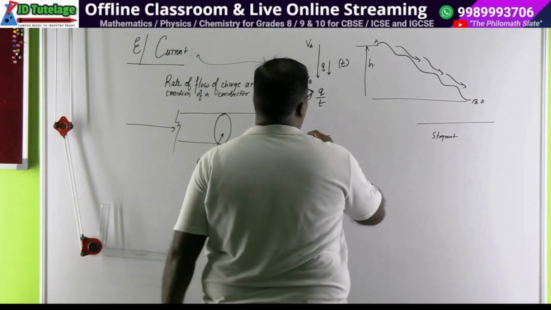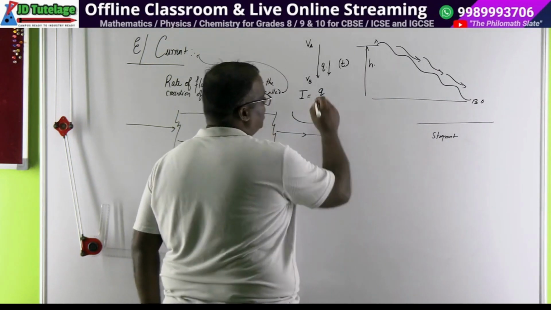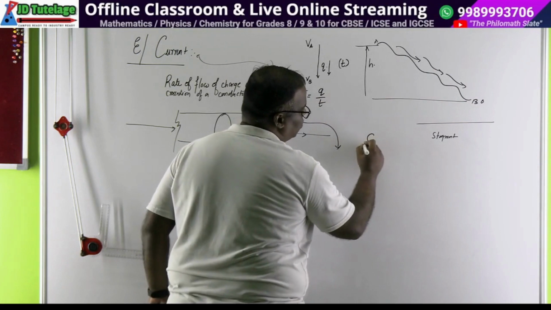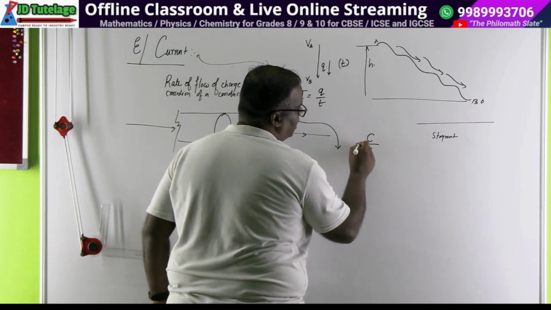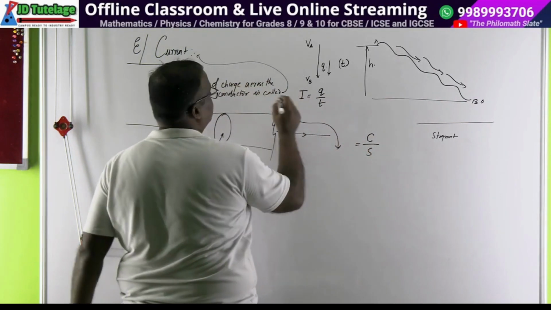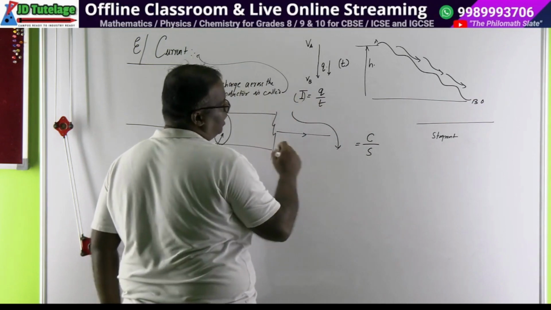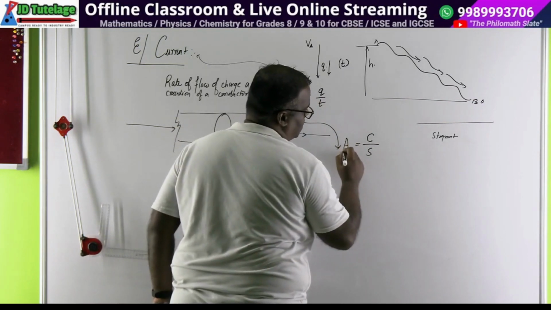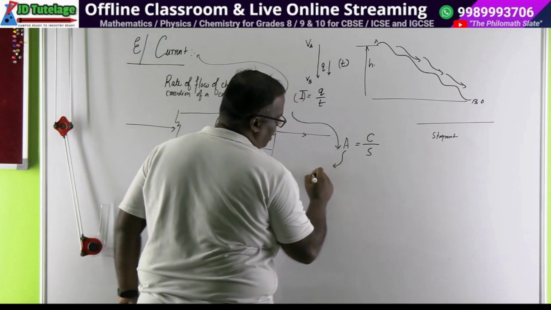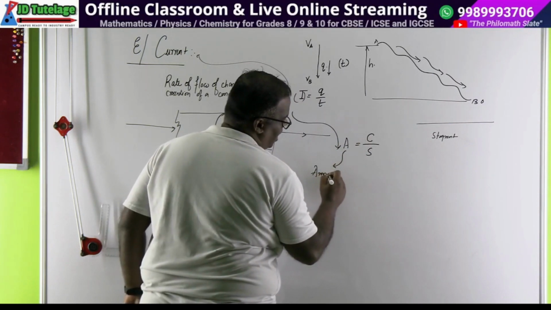Now we need to give it a SI unit also. So how to get the SI unit? Charge is in coulomb, time is in second. In that case, electric current is denoted by the letter I. Then this is known as ampere. A stands for ampere.